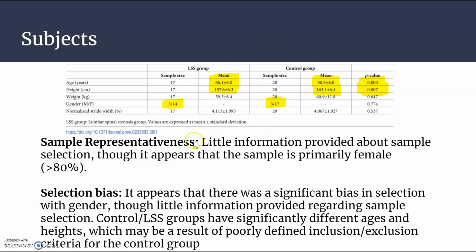As far as sample representativeness goes, I believe that there were some issues. The gender of the majority of the subjects was female. And then there was some selection bias. It appears that this could be due to the poorly defined inclusion-exclusion criteria. The control group was significantly younger and significantly taller, though the height issue was taken care of with a future calculation that I'll mention.